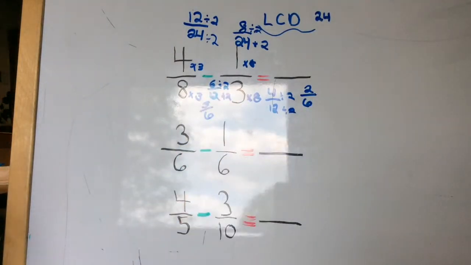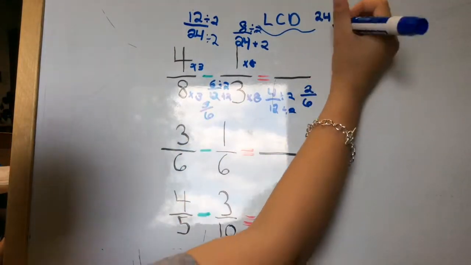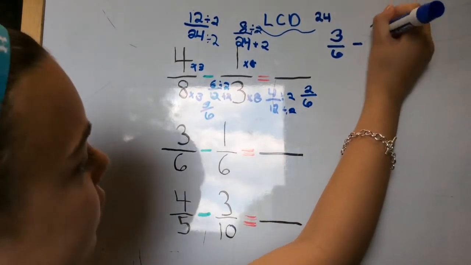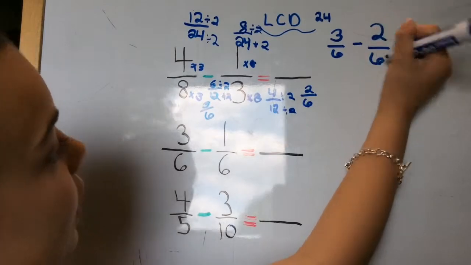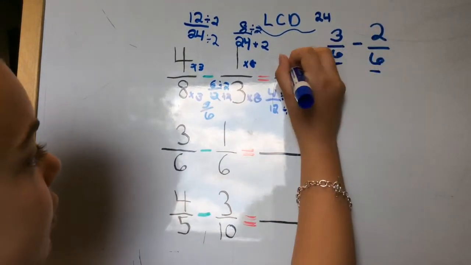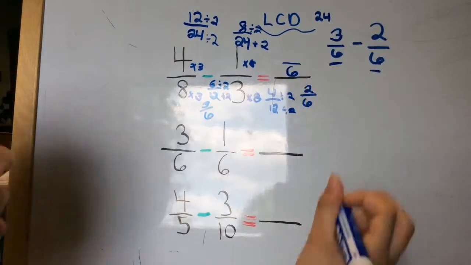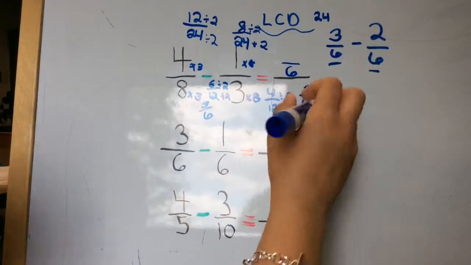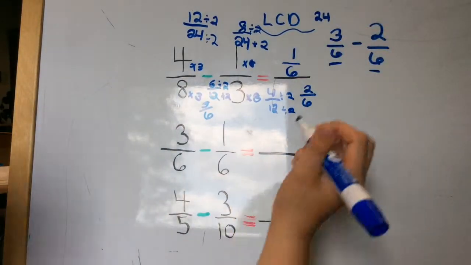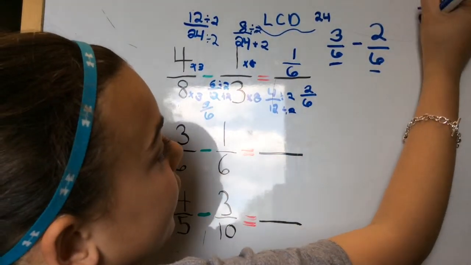So now let's start multiplying. 3/6 minus 2/6. Okay, so we want to keep the same denominator, so let's put that down. 6. And now that's 3 minus 2. If you said 1, you're correct. Our answer is 1/6.